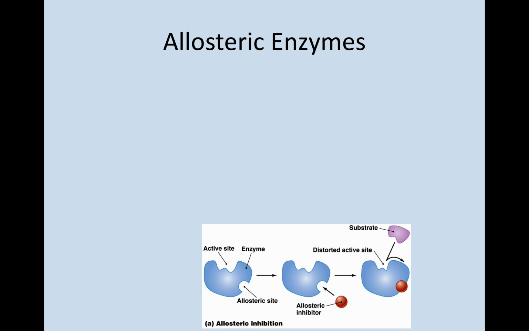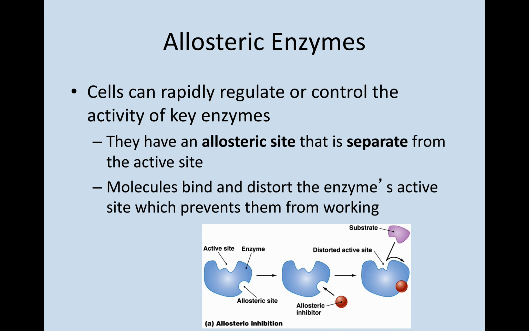Now, there's apoenzymes, there's regular enzymes, but then there's also enzymes called allosteric enzymes. And allosteric enzymes are used to regulate or control the activities of different key enzymes. So they have what's called an allosteric site that's separate from the active site. So molecules can bind to this and distort the enzyme's active site, which then again prevents them from working. Here this image has an enzyme, the active site, allosteric site, and the allosteric inhibitor can bind to this and changes the shape.